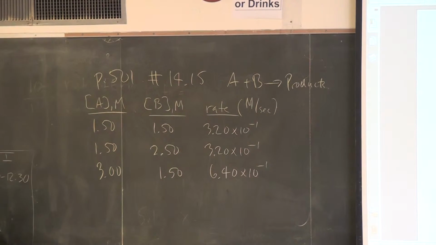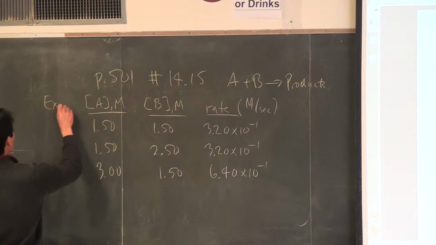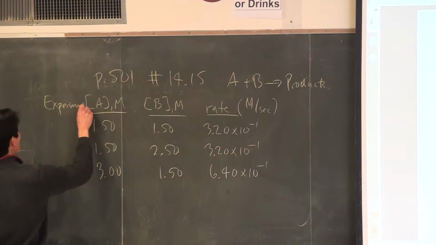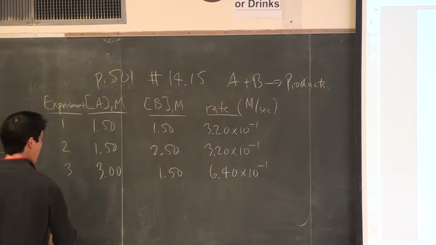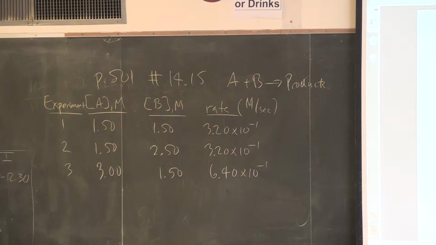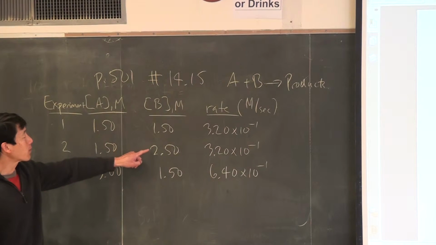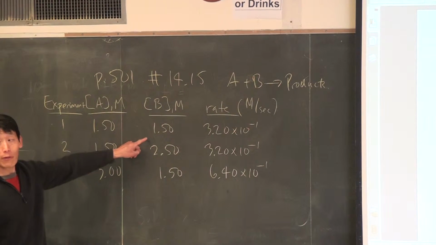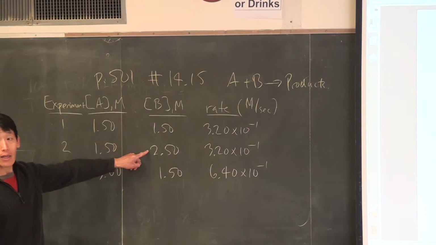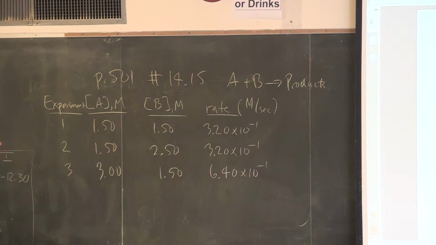Okay, so for example, I'm going to put in one more column. So in this particular experiment, 3 experiments were done. Let's compare experiments 1 and 2. In experiments 1 and 2, the concentration of A remains the same. The concentration of B increases from 1.5 to 2.5. What happens to the rate? It stays the same. So based on experiments 1 and 2, can we figure out the order with respect to A or the order with respect to B?